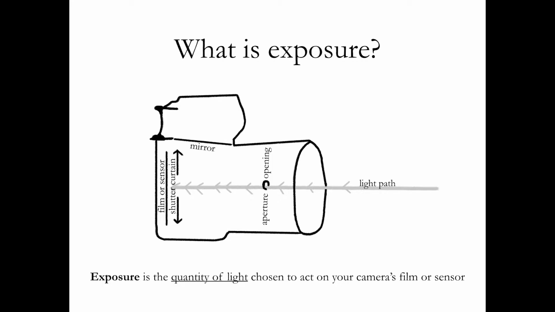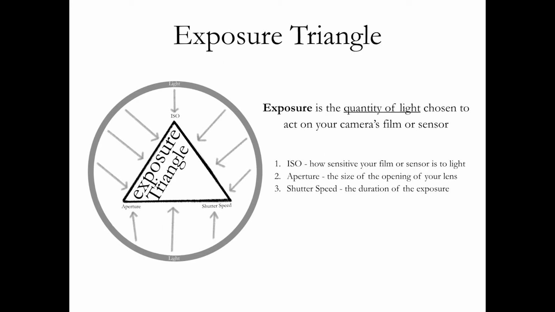Exposure can be explained as the quantity of light chosen to act on your camera's film or sensor. This quantity of light for the exposure is determined by three elements called the exposure triangle: ISO, how sensitive your film or sensor is to light; aperture, the size of the opening of your lens; and shutter speed, the duration of the exposure. This is all also determined by the light in the scene, and everything in the exposure triangle is all informed by light.